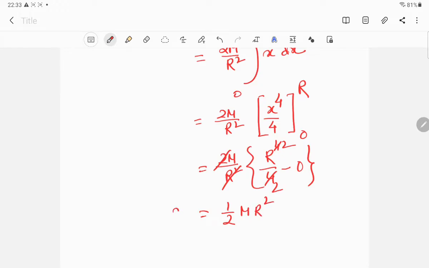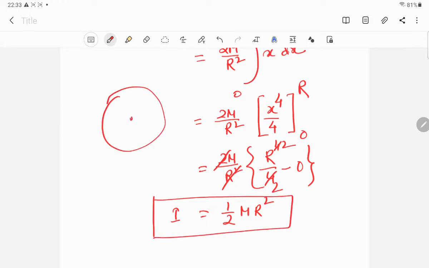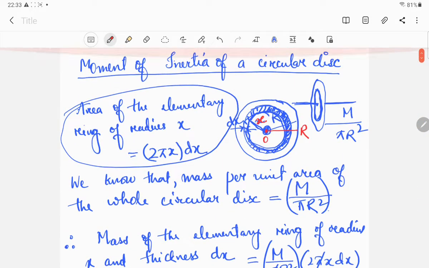So this is the moment of inertia of a circular disc about an axis passing through its center and perpendicular to its plane. This is case A. So this is the moment of inertia of the disc about an axis passing through its center and perpendicular to its plane.